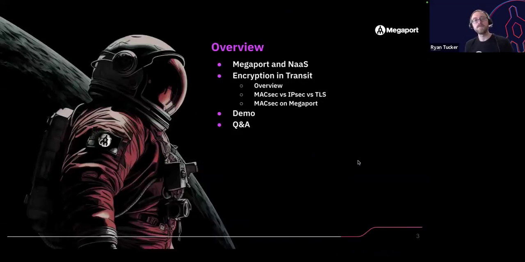First off, we'll have a very brief look at who Megaport is and how we fit into the picture, and then we'll have a look at encryption in transit. We'll do a bit of an overview, and then look at three of the most common options, the ones that we practically see day to day. Then we'll look specifically at MACsec on Megaport, how customers use that, and some of the different options and pros and cons. We'll do a quick demo, and then at the end, we will do a Q&A.